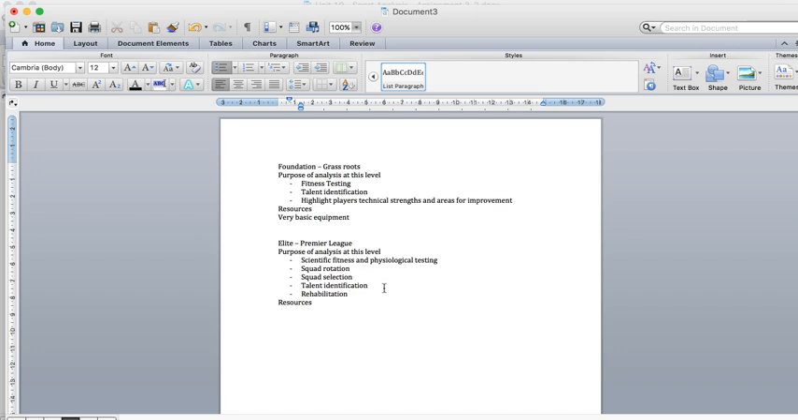So that's this assignment. So P5 only. You need to explain the purpose at foundation level of analysis and the resources, and then you need to explain the purpose of analysis at elite level and the resources associated to it.